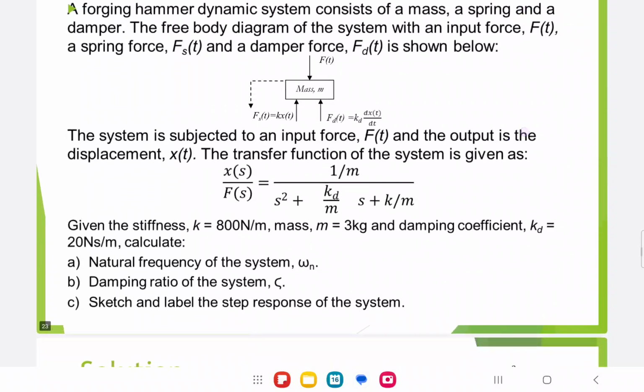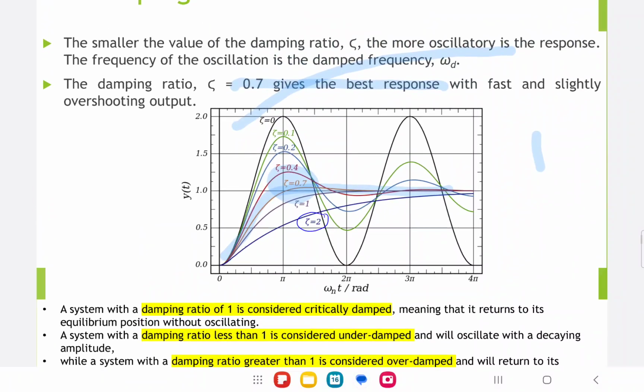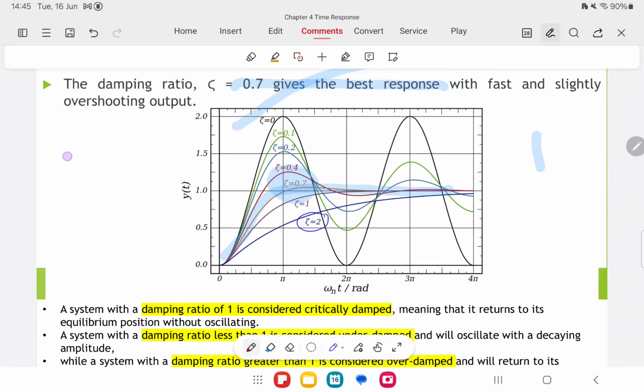Alright, so we have one example kat sini. And then from here also we can see, damping ratio small, more oscillation, kan? Betul tak? Okay. Damping ratio large, less, no oscillation.